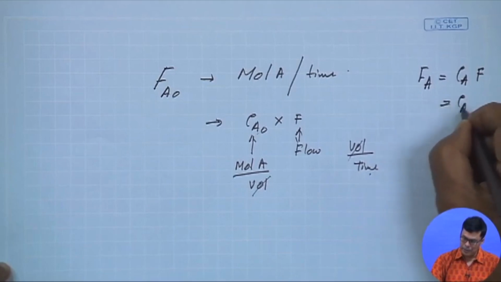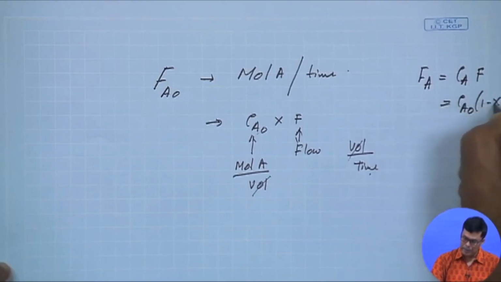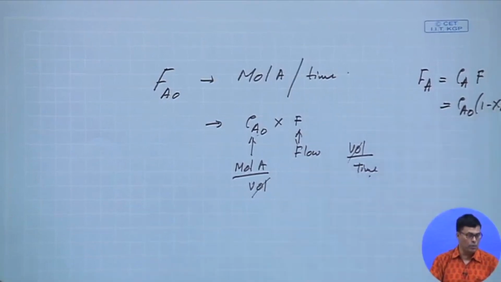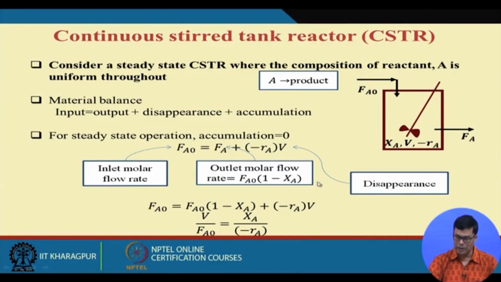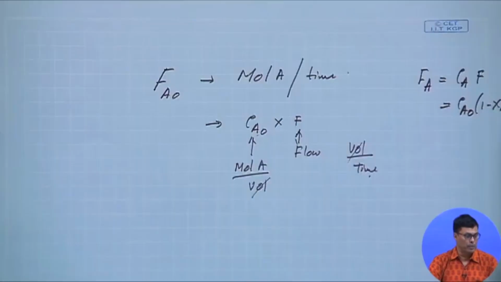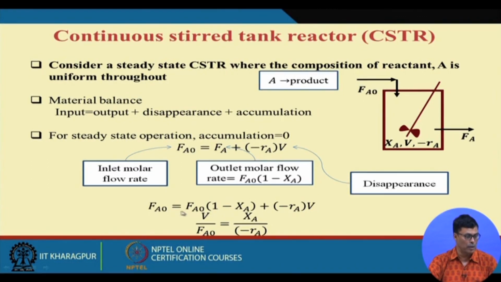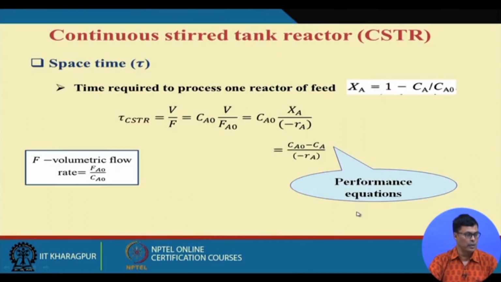Yes, Ca0 into 1 minus Xa. Xa is the fraction of the substrate that is converted. So if we do that, we can replace this equation like this, then we will come here. This is F by Fa0 equals Xa by minus Ra. Then we can derive from this equation like this. This is very easily we can derive.